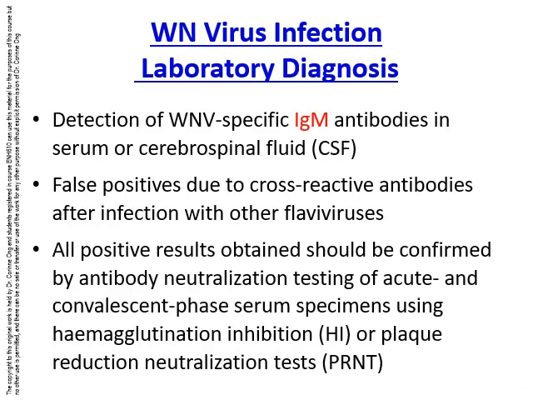Lab diagnosis of West Nile virus infections are determined by serological tests that detect West Nile virus specific IgM antibodies in serum or cerebrospinal fluid. There can be false positives due to cross-reactive antibodies after infections with other flaviviruses. All positive results obtained need to be confirmed by antibody neutralization testing of acute and convalescent phase serum specimens using hemagglutinin inhibition or plaque reduction neutralization tests.